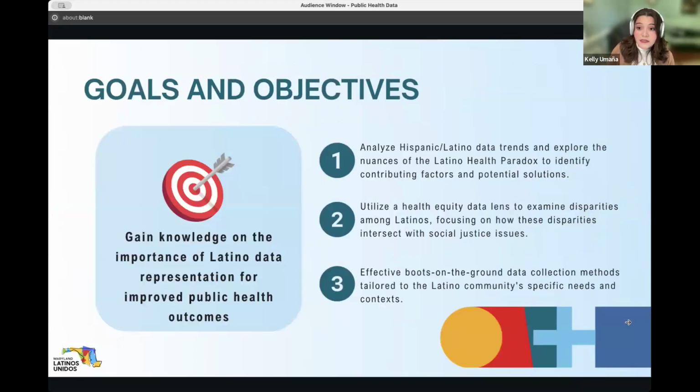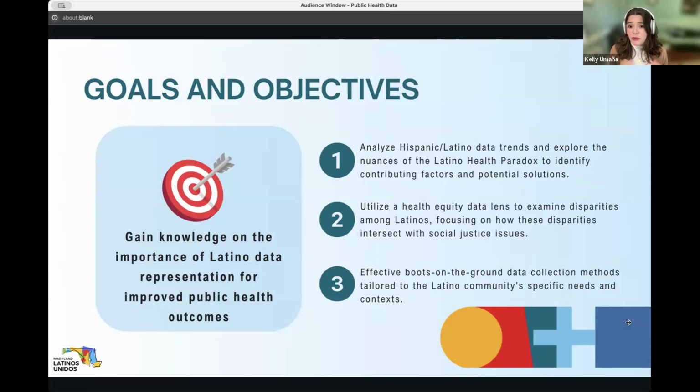So our goals and objectives today are for you all to walk out of here with an understanding and knowledge of the importance of Latino data representation for improved public health outcomes. We'll be walking through data trends and exploring nuances around the Latino health paradox, which may be a term you're hearing for the first time, or you've heard about it before but haven't really delved into that space, and how those contribute to factors and potential solutions.